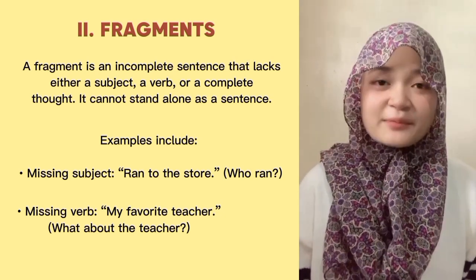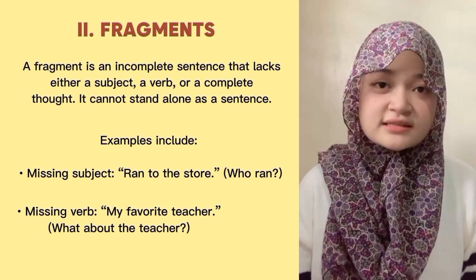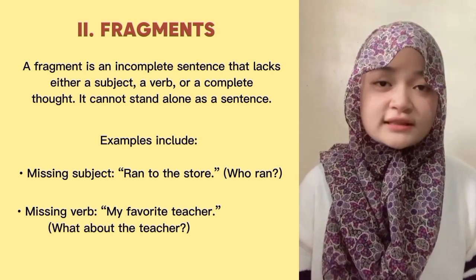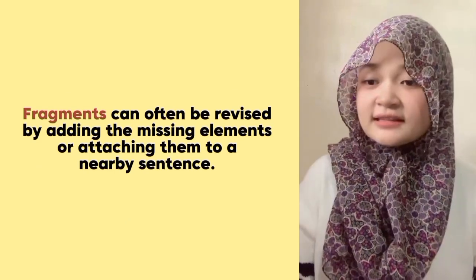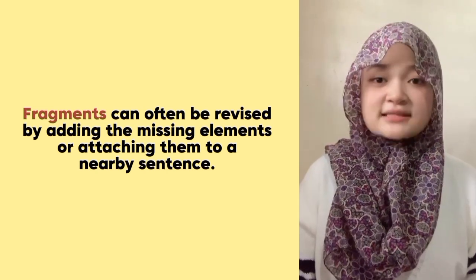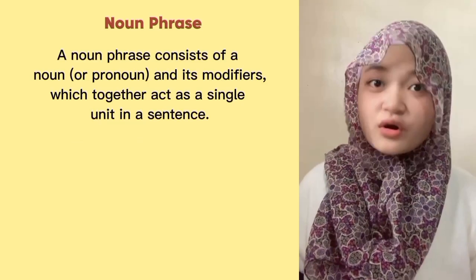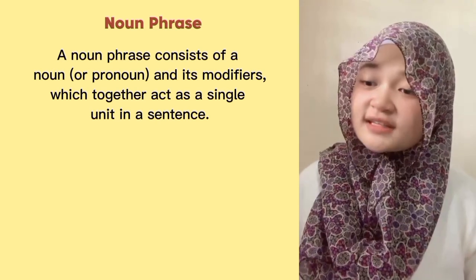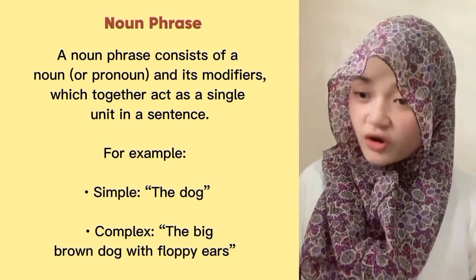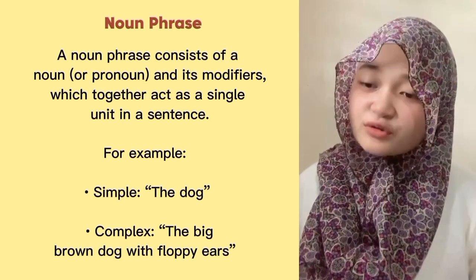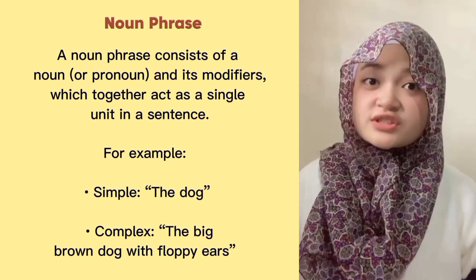In simple words, fragments are dependent sentences or sentences that cannot stand alone since sometimes they lack a subject or a verb. It says here that fragments can often be revised by adding the missing elements or attaching them to a nearby sentence. Now, let's move on to noun phrase. A noun phrase consists of a noun or a pronoun and its modifiers, which together act as a single unit in a sentence. For example, for the simple sentence, the dog, and for the complex sentence, the big brown dog with the floppy ears. If you compare the two, you can observe that there are huge differences between them, right?